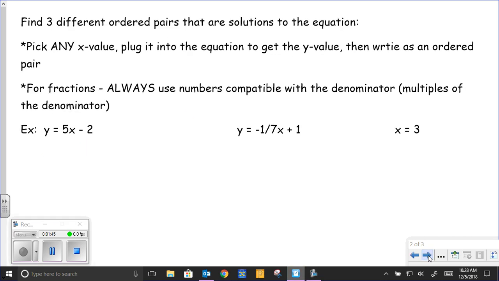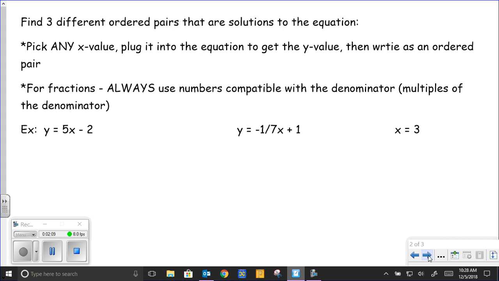Our next part, it says find 3 different ordered pairs that are solutions to the equation. You're going to pick any x value, plug it into the equation, get the y value, and then write it as an ordered pair. Yes, I noticed my typo there. For the fractions, always use numbers compatible with the denominators. In other words, you're going to use multiples of the denominator. And I'll show you that with our second example there.